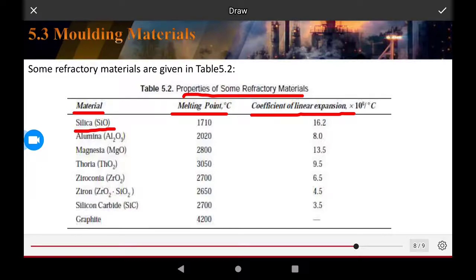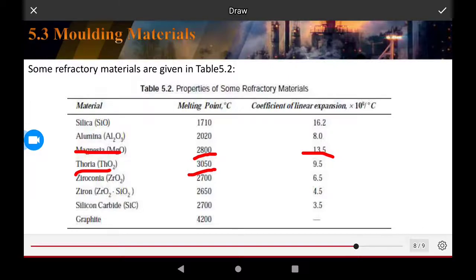Silica, SiO2, has a melting point of 1710 degrees Celsius and a coefficient of linear expansion of 16.2. Alumina, Al2O3, aluminum oxide, has a melting point of 2020 and a coefficient of linear expansion of 8.1. Magnesia, MgO, has a melting point of 2800 and a coefficient of linear expansion of 13.5. Thoria, ThO2, has a melting point of 3050 and a coefficient of linear expansion of 9.5.